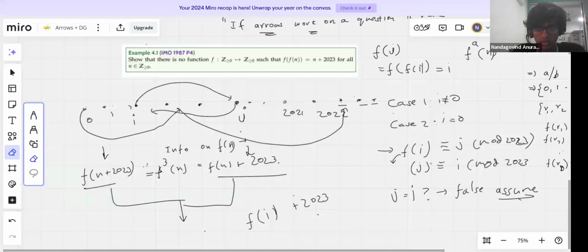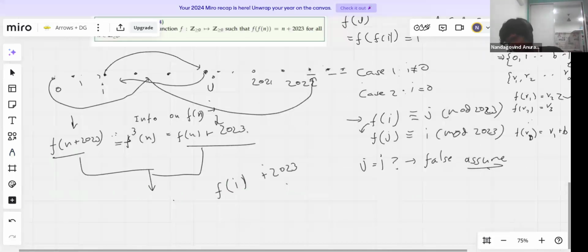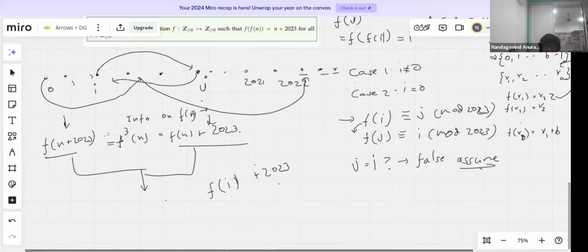Here i and j are less than 2023, so it's 0 to 2022. Now the only thing that's left to show is j not equal to i. Can someone show why j not equal to i finishes the question?